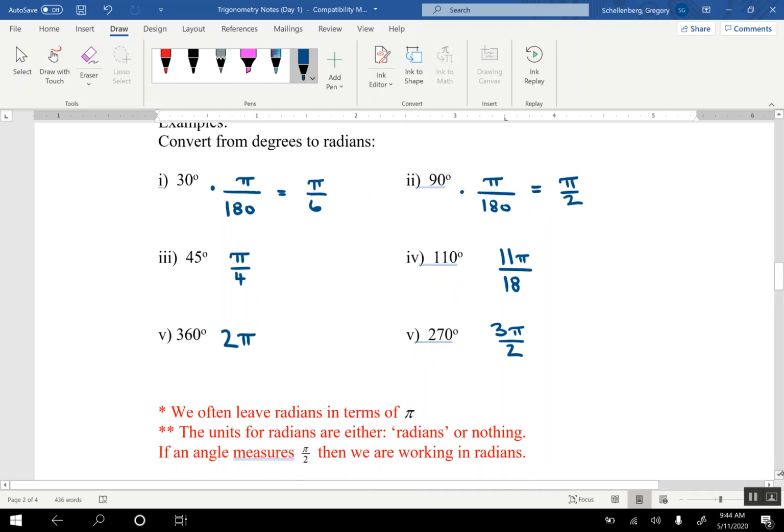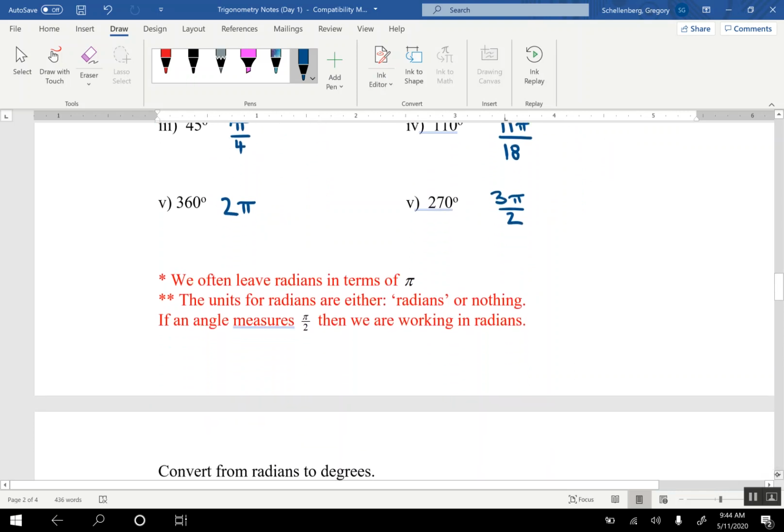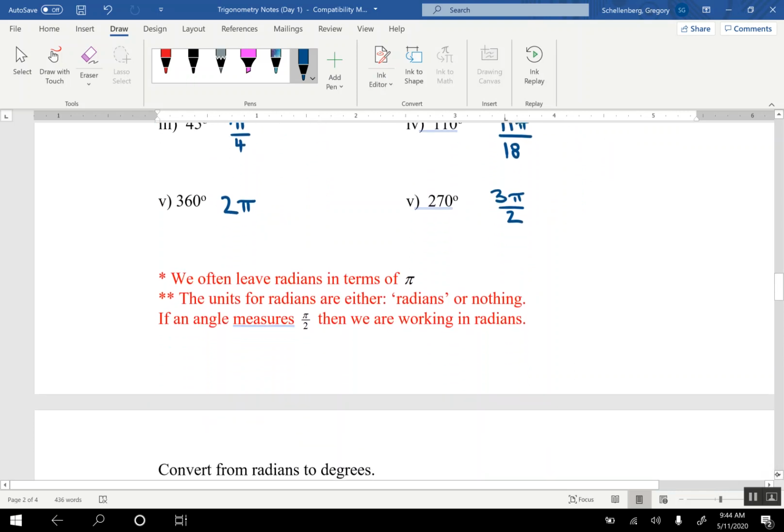Okay, so we often leave radians in terms of pi. So the units for radians are either radians or nothing. Okay, so you see in that last example there, 270 degrees is equal to 3 pi over 2. You don't see the unit. Now, we could write radians, but in the absence of that, we can assume that the angle is in radians. So if an angle measures pi over 2, then we can assume that we are working in radians.